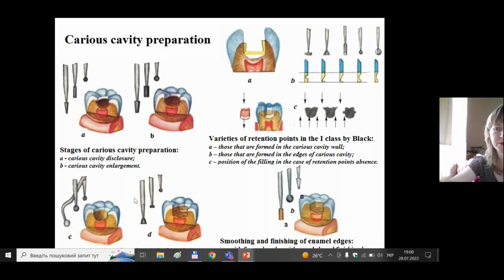The next step is necroectomy. Necroectomy, removal of necrotic tissues, is done with an excavator, a manual instrument, and rotary instrument burrs of different sizes. But we use round-shaped burrs for necroectomy.